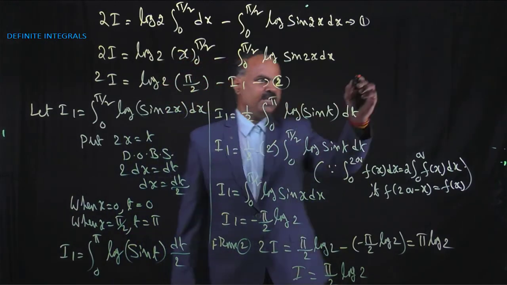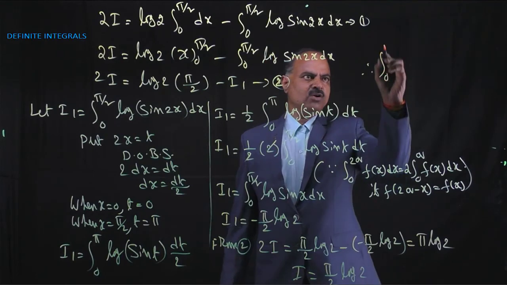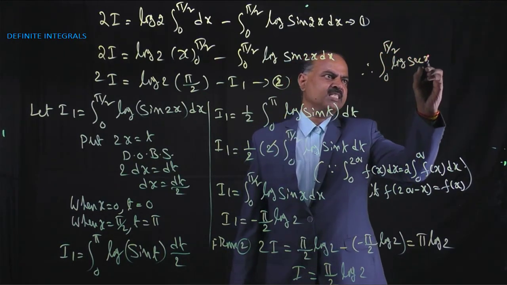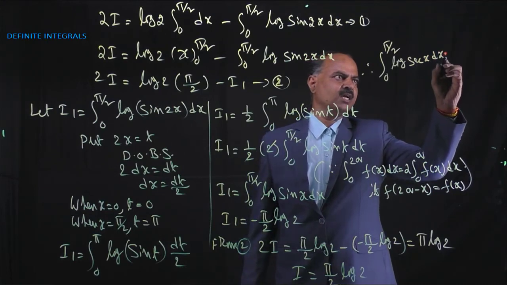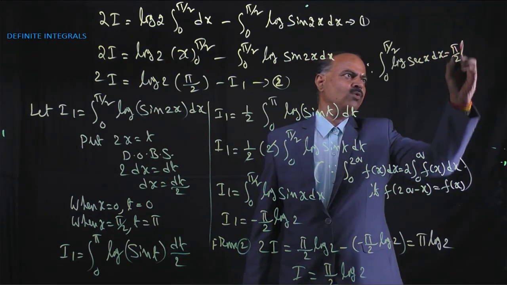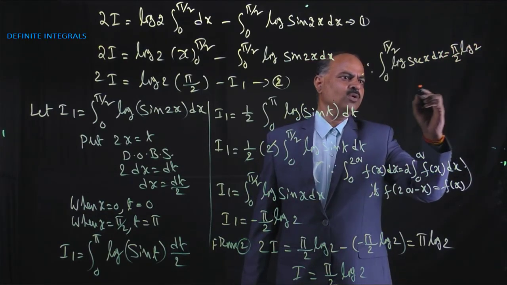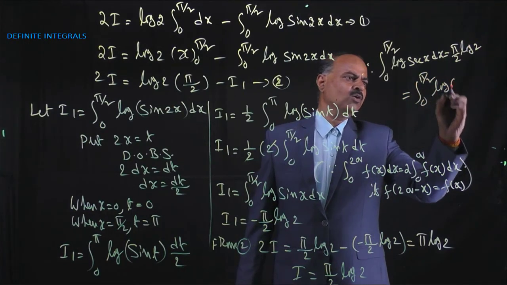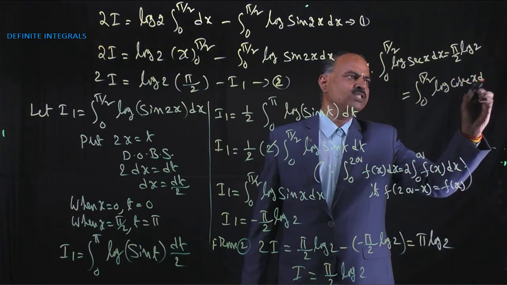Therefore integral 0 to pi by 2 of log secant x dx equals pi by 2 log 2, which equals integral 0 to pi by 2 of log cosecant x dx.